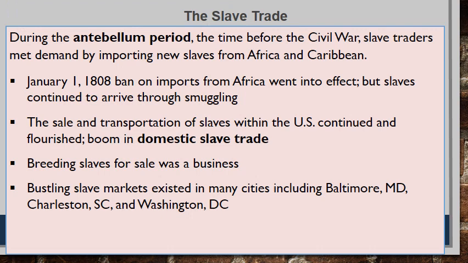So if you were thinking, well, where did they get the new slaves? That is definitely going to be an issue for Southerners. Because before 1808, you could buy slaves from Africa or the Caribbean. The international slave trade is still open. But January the 1st, 1808, a ban goes into effect. Now, some slaves still continue to arrive by smuggling, so illegal means are used to bring slaves into the United States. But the way that Southerners get slaves for this cotton boom is through the domestic slave trade.